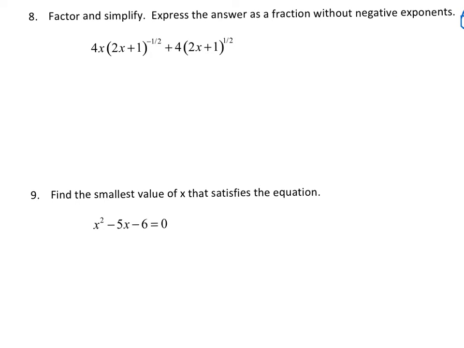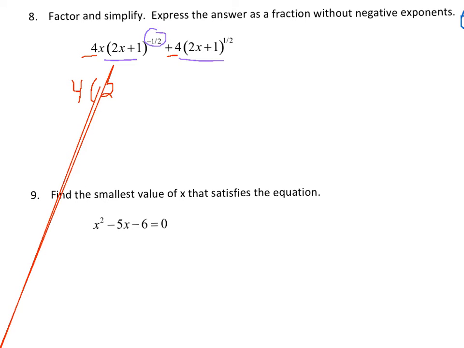So if I see that I have 2x plus 1 repeated, I know that I can factor that out. And I want to factor it out with the smallest exponent. The smallest exponent is -1/2. I also see that there is a 4 in both terms. So I'm also going to factor out that 4. So I'm going to factor out a 4 and a 2x plus 1 to the -1/2.